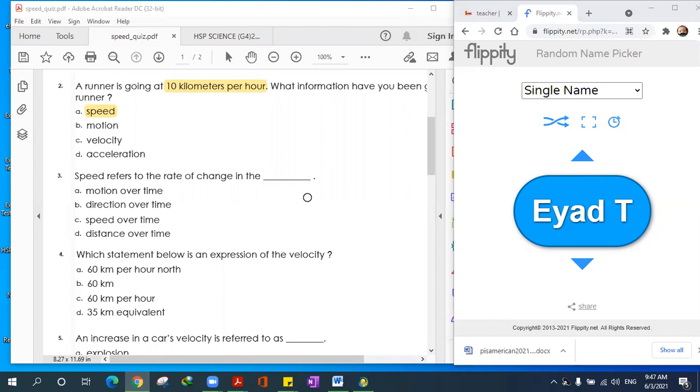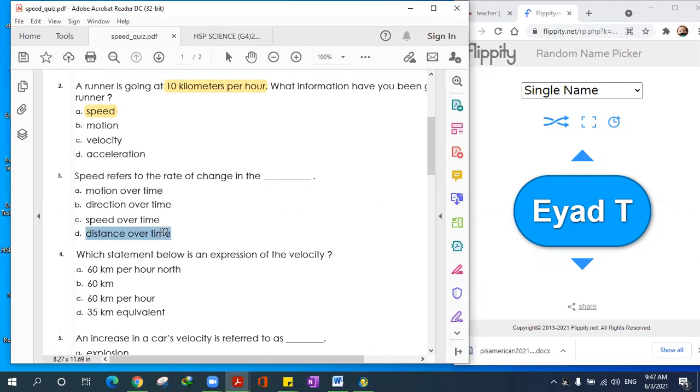Speed refers to the rate of change in the... Is it motion over time, direction over time, speed over time, or distance over time? Distance over time. Well done. Yes, distance over time, because speed is actually the relationship between distance and time. So well done.